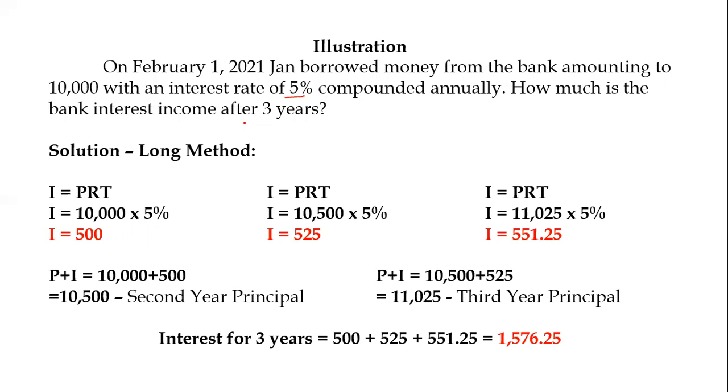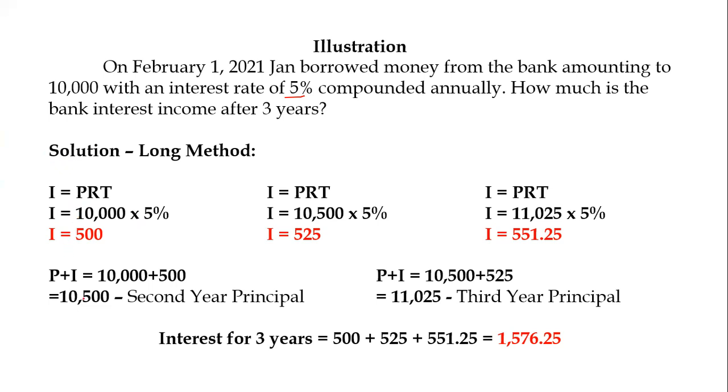Now, how much is the bank interest? Yan ang tanong, no? Income after 3 years. Magkano ang kinita ni bangko sa loob ng 3 taon? Ayan, okay. So let's solve this using the long method, yung simple interest formula. So yung first year, interest is equal to PRT. So 10,000 times 5% or 0.05, that's 500. That's the interest for the first year of the loan. So ito yung interest na babayaran ni John.